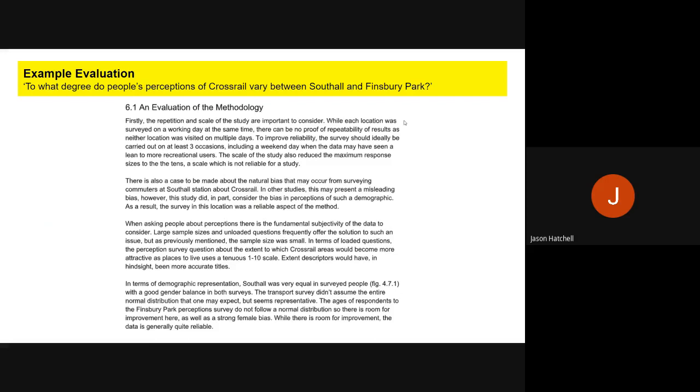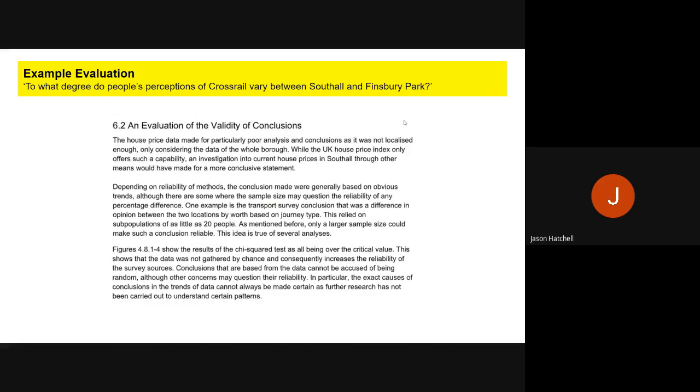The student also considers that they could have put extending descriptors in their questions and surveys so that people were more aware of what the surveys meant. The student also talks about demographic representation and how equally balanced between the age groups, for example, the people they surveyed were, and how much that represents the entire population in terms of perception. So that's kind of looking at your data and your methodology and how you collected that data.